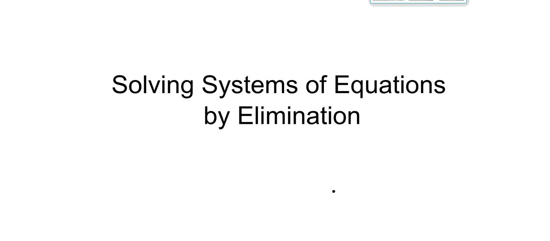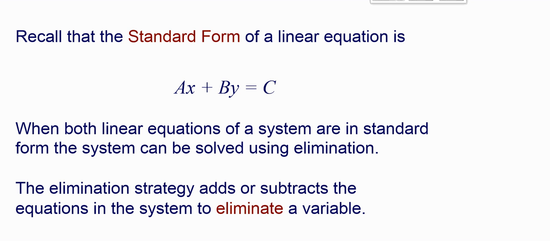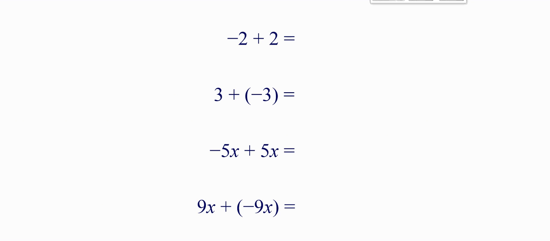Today we're going to be solving systems of equations by elimination. So recall that the standard form of a linear equation is ax plus by equals c. When both linear equations of a system are in standard form, the system can be solved using elimination. The elimination strategy adds or subtracts the equations in the system to eliminate a variable, to get rid of a variable. So a couple things we just need to look at.